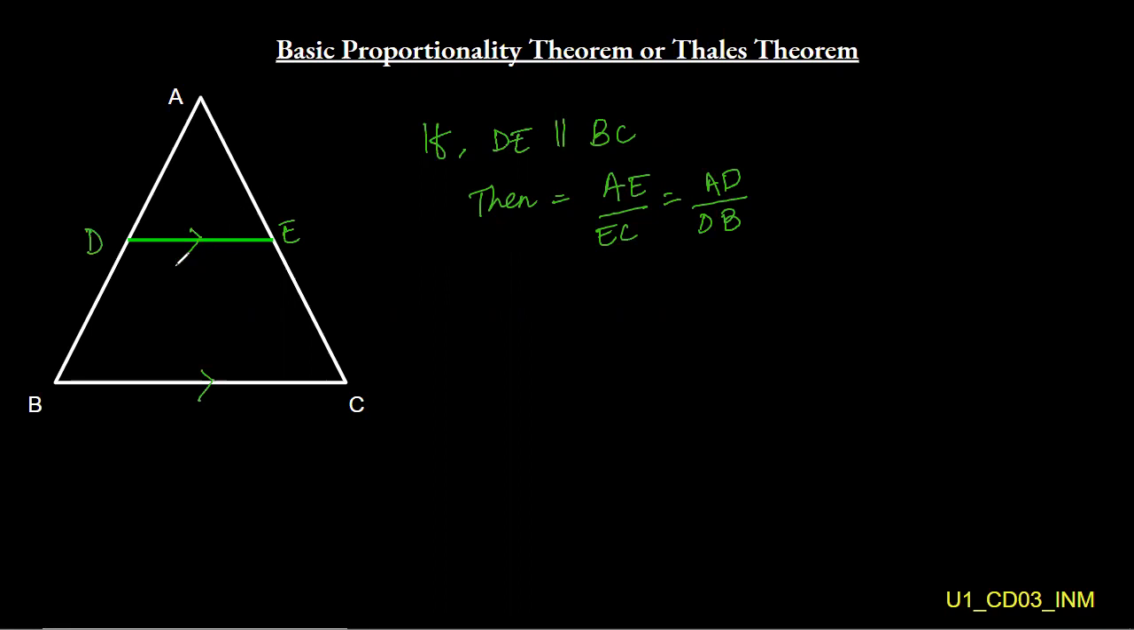What this theorem says is if I draw any parallel line, then the two segments that are formed will be in the same ratio. The first pair of segments is AE and EC and the other pair is AD and DB. So these would be divided in equal proportion. That is why its name is the proportionality theorem.